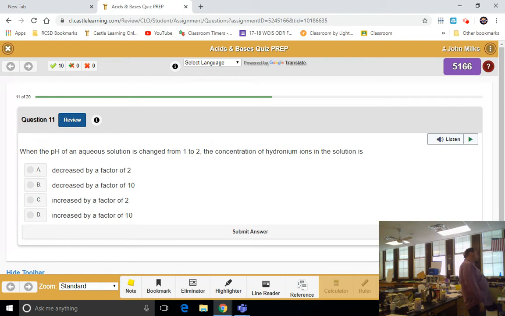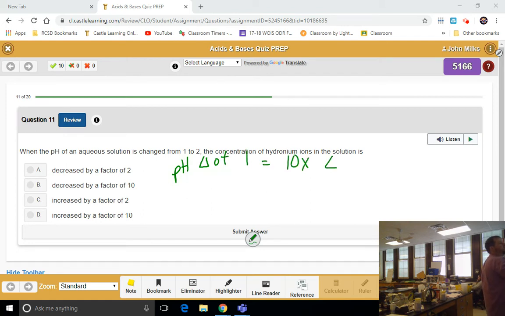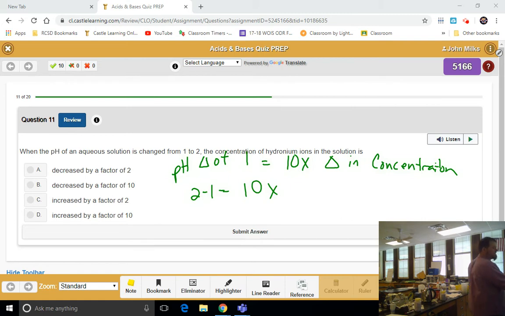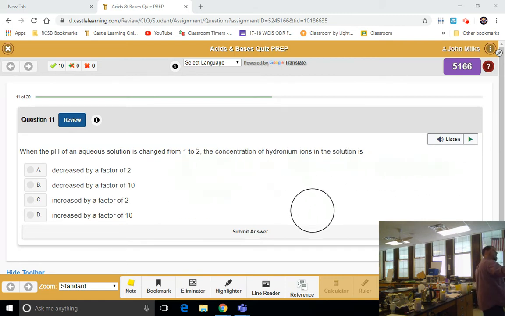Halfway there. When the pH of an aqueous solution changes from 1 to 2, we know that a pH change of 1 equals a 10x change in concentration. Right? We know this going in. And then we do the pH change of 2 minus 1 is 1. So that's 10 to the 1, so 10x. Okay? And then I know if I'm going from 1 to 2, I'm becoming more basic because the pH is going up. So my H plus concentration must be going down.